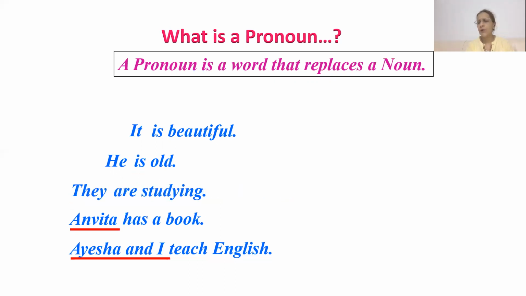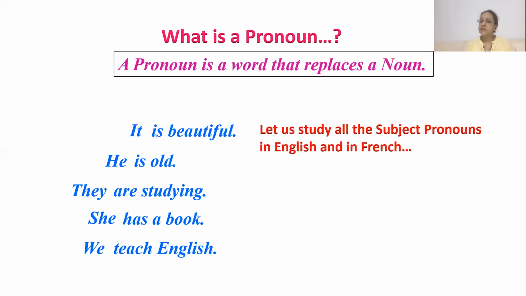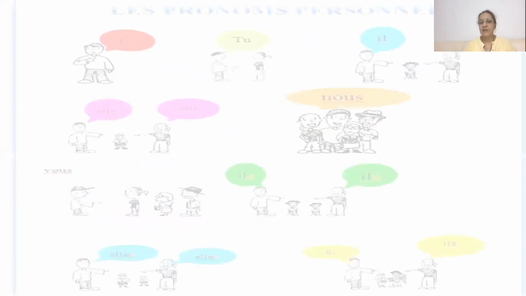Anvita, I hope you'll be answering me. You'll all know the answers. She. And Aisha and I, a big question mark. Will it be they or will it be we? Aisha and I. It becomes first person plural. It is replaced by the pronoun we. Since we're learning English from day one when we entered school, it is very easy for you. Let us now study the subject pronouns in French.